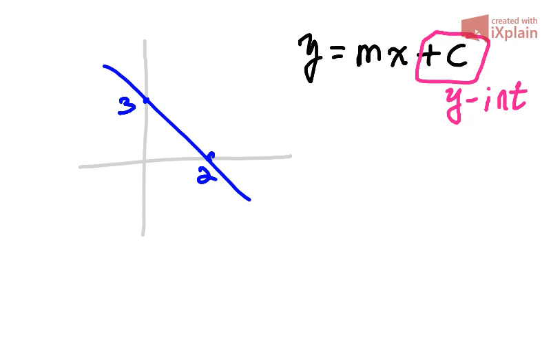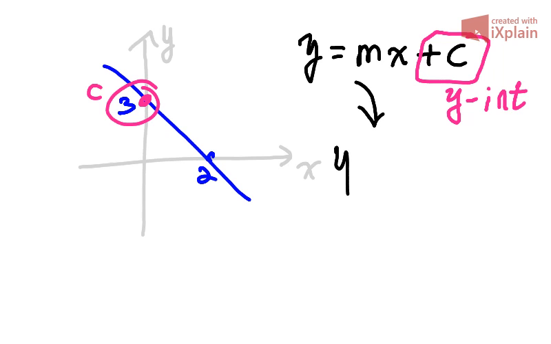So to identify the y-intercept, all I need to check is where the blue line crosses the vertical axis, the y-axis. So straight away we know it's 3. So I can even rewrite that original equation as y equals mx plus 3, because that's where the blue straight line crosses the y-axis. Now we have to look at the number in front of x.